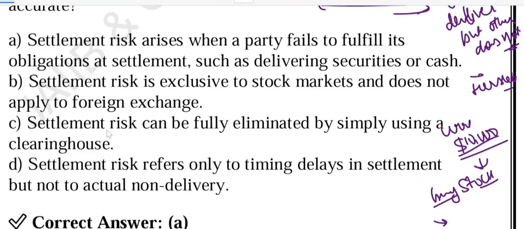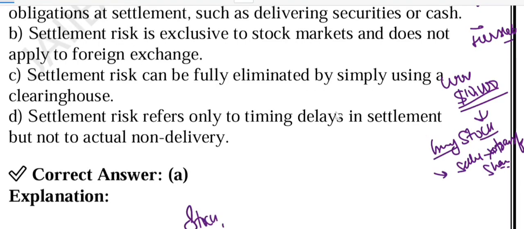Now the question is, where does it happen? Yes, this applies to stocks, bonds, forex, or derivatives.